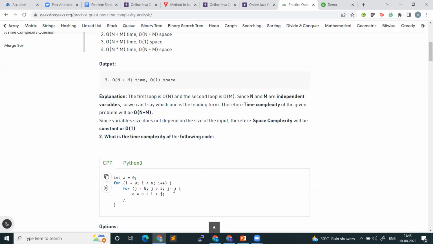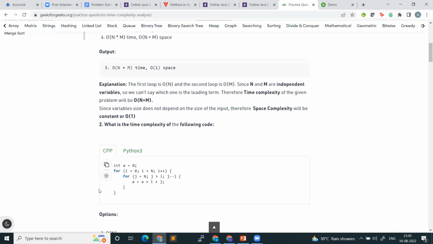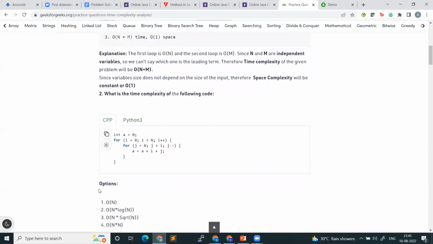Okay. Let's look at this code. Can anybody help me? Let's look at the options. So what is happening? n square. So we see 2 nested loops. So you are saying n square, right? Okay, good enough. Not bad.